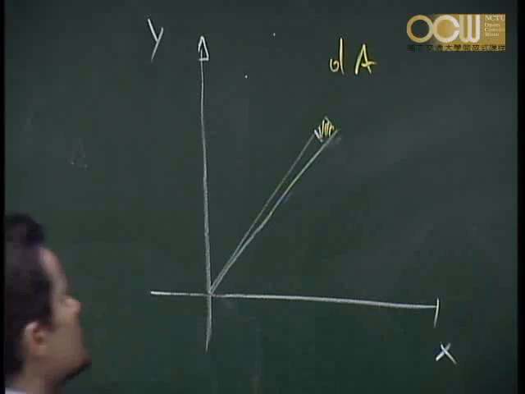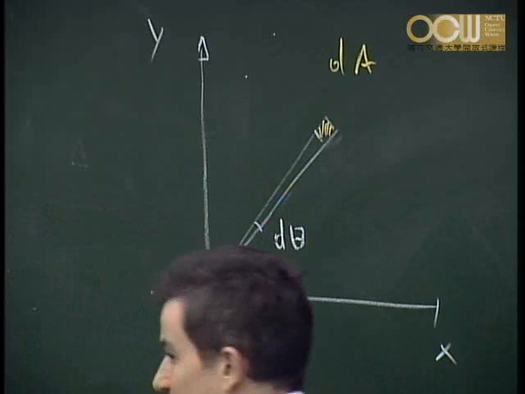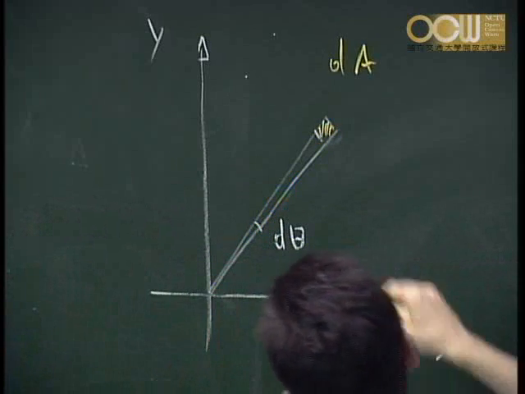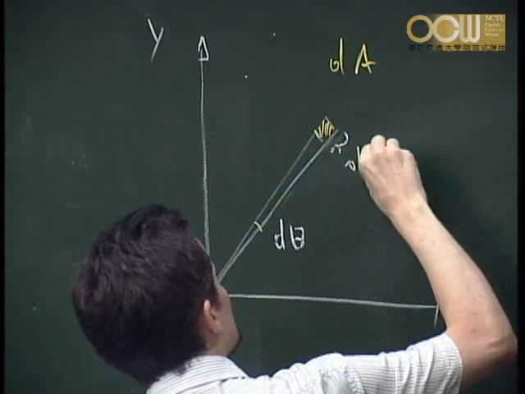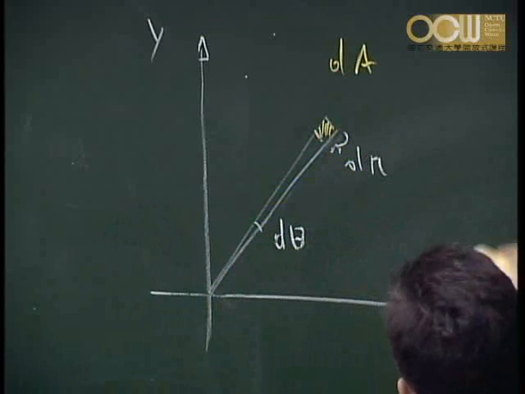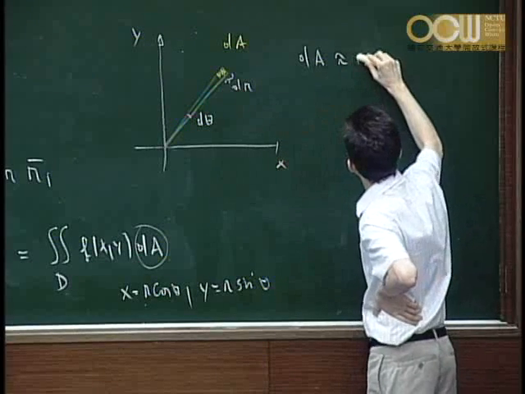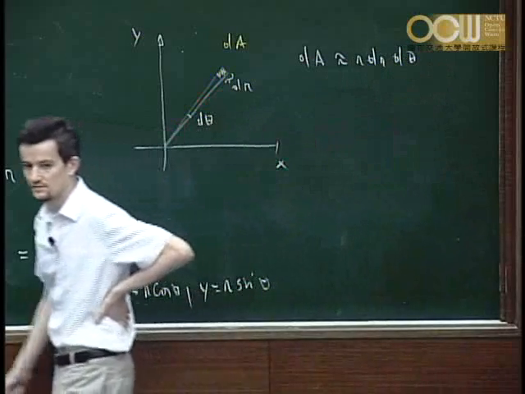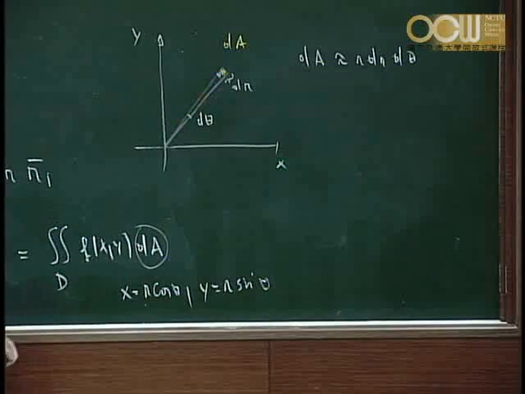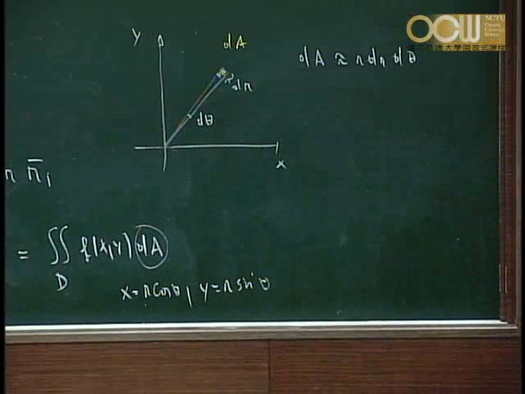And you see the angle here, this angle is delta theta. And the length here of this one is dr. So in the limit you will see that dA should be roughly r times dr times d theta. And this explains why you have to introduce the r.